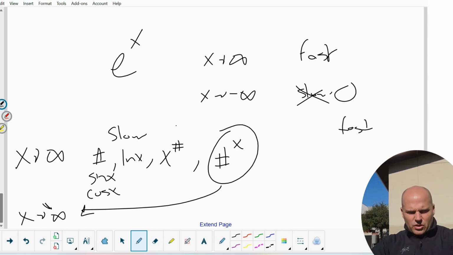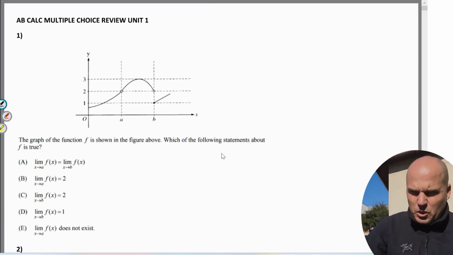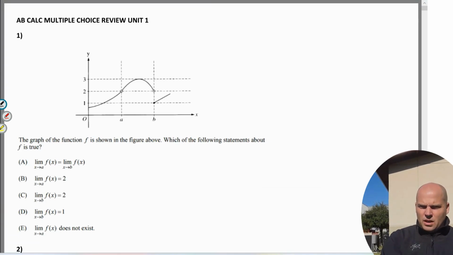Okay, that's a good little overview of Unit 1. Let's do the questions. I'm going to do them really quickly. I'm not going to explain much.